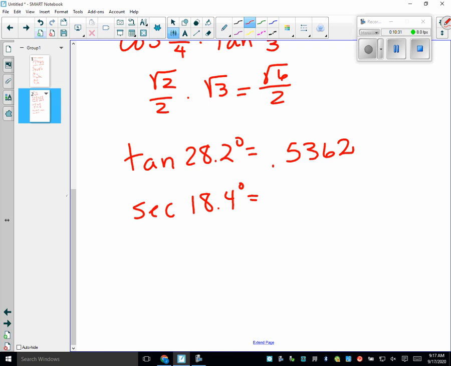Listen to a film. Sounded like a male talking, it was, but it's a film. What is that? 1.05. Is she right? Yes. 1.05 what? Degrees. 1.0539 degrees. No, it is not degrees. That is a trig ratio. That is not degrees.